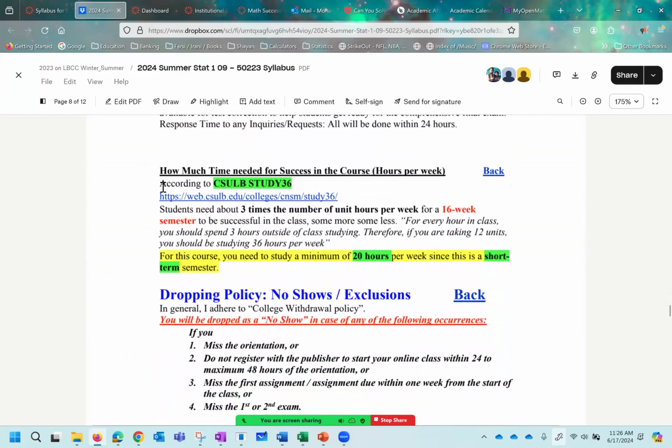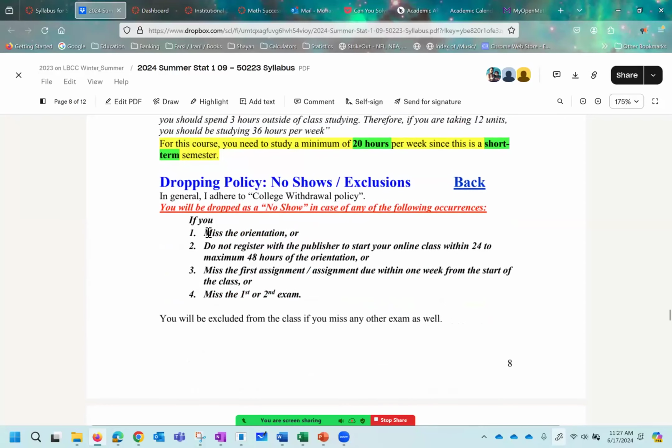One thing that is important for you to know, it's what's called CSULB Study 36. Students need about 3 times the number of unit hours per week of a regular 16-week semester to be successful in the class. Some more, some less. So this is a 4-unit course. That means 12 hours for a regular semester. However, for this semester, for this course, you need to study a minimum of 20 hours per week, since this is a short-term semester.